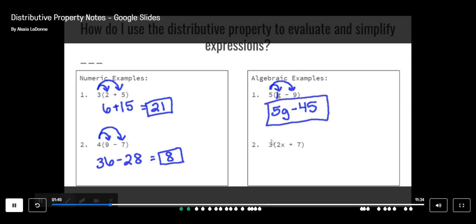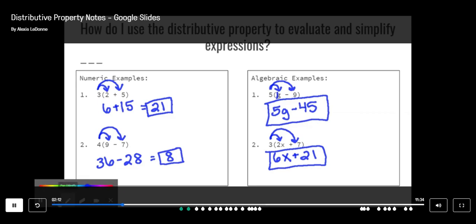Looking at number 2, another algebraic example. So again, I want to multiply this 3 to everything on the inside. So 3 times 2x gives me 6x. 3 times 7 gives me 21. Again, this one has an x, this one does not, so I cannot put them together. So this would be my simplified answer.